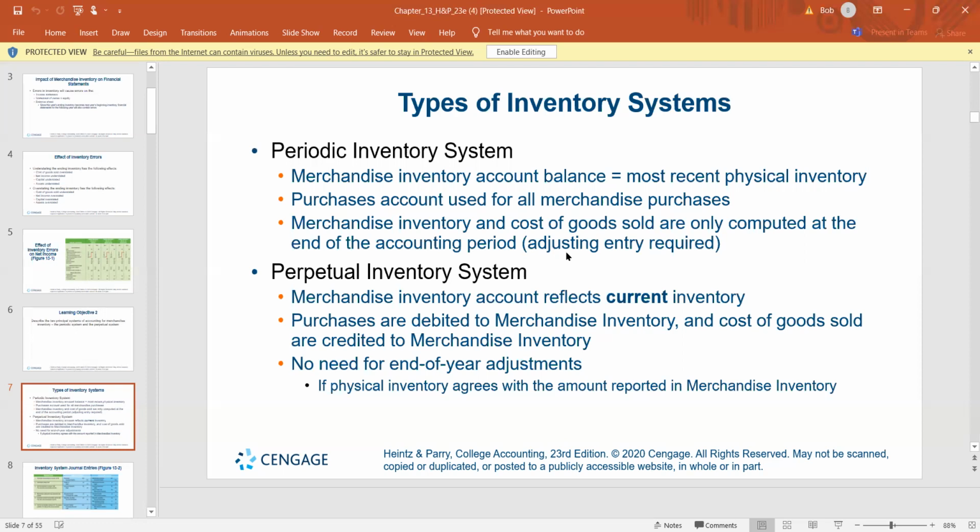The perpetual system is set up so you know exactly what you have in your inventory at every single point in time, and you also know what your cost of goods sold is up until that same point in time. Under the perpetual method, we're going to debit an asset, inventory, and cost of goods sold are credited for the merchandise inventory. No need for end of the year adjustments, and you may not even have to take a physical inventory. Hopefully you don't have to take an inventory. Maybe you do it every couple of years or something. If the physical inventory agrees with the amount on the merchandise inventory, well, you know you're good.